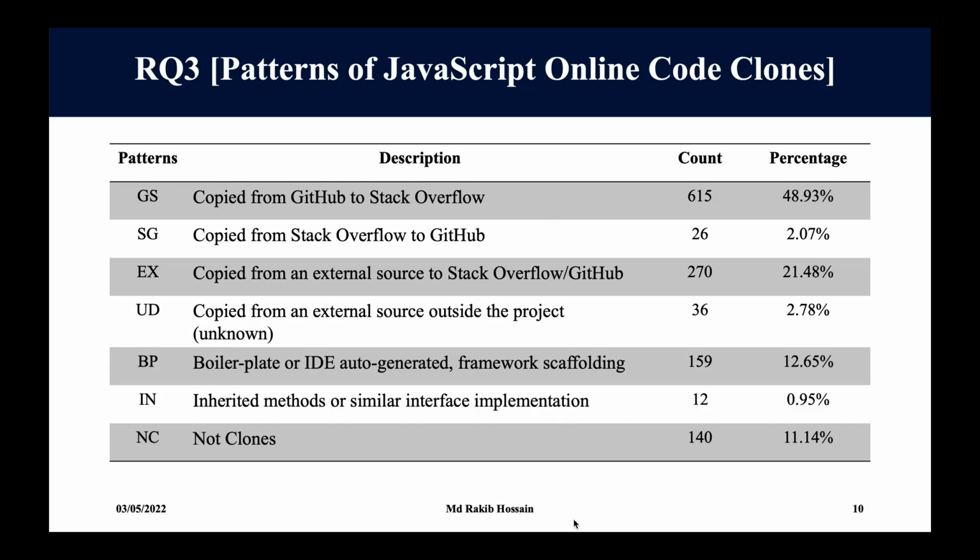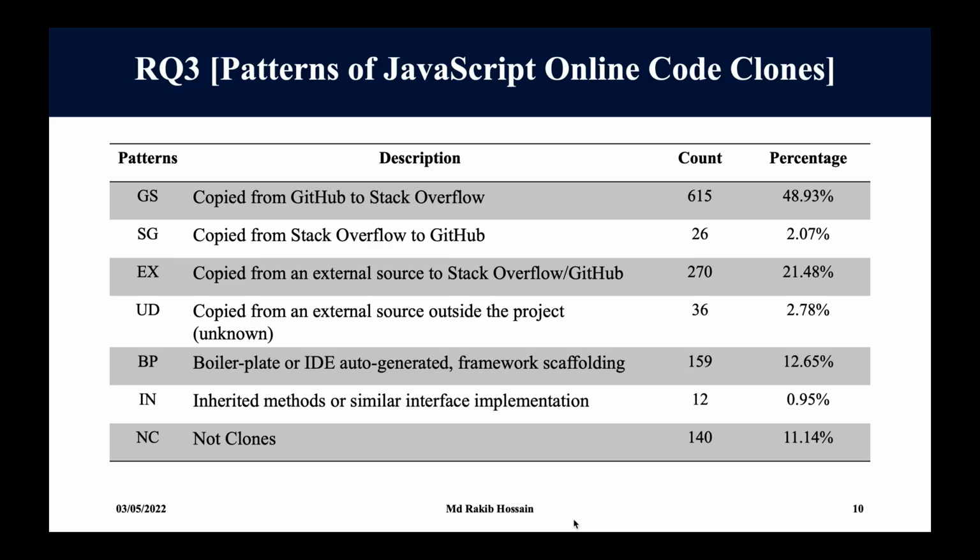Now we classify all these clones into 7 online clone patterns. GS represents the direction of clone from GitHub to Stack Overflow, and SG represents Stack Overflow to GitHub. The EX represents the snippet coming from other external sources like tutorial blogs, and UD represents the unknown direction, where we cannot find from where the clone appears.